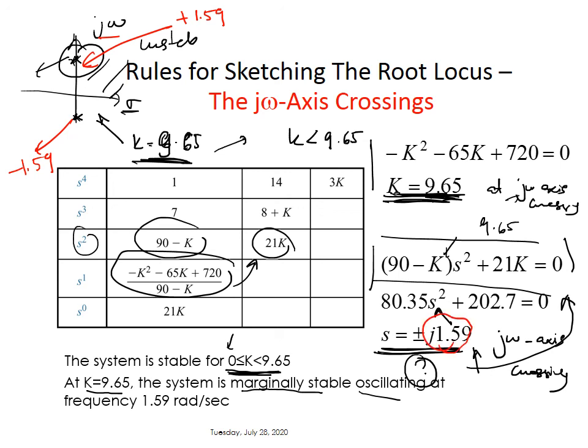So that's why we can say that here at k equals 9.65, the system is marginally stable and it is oscillating at the frequency of 1.59 radian per second. There you go. We can now know the value of k at which it goes to j omega axis crossing, and we also know the point of that j omega axis crossing, which is plus minus 1.59, which is equal to the value of the oscillation. So that's the rules on refining the sketch to find the j omega axis crossing.